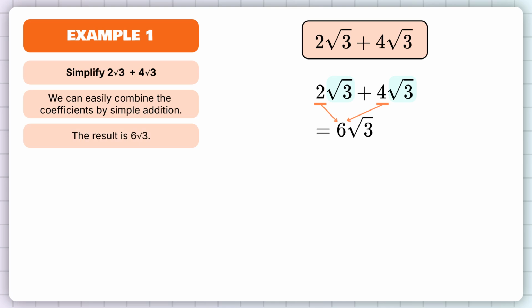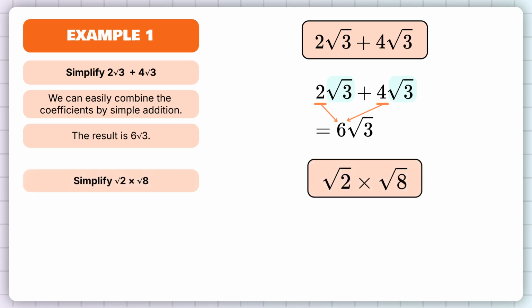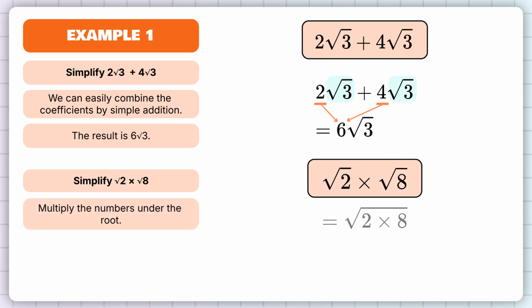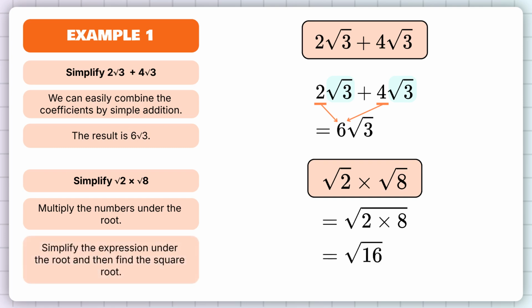Now let's try multiplying surds. This can be a bit more complex. Let's work through root 2 multiplied by root 8. Firstly, we multiply the numbers under the root. This gives us root 2 multiplied by 8. Then we can simplify the expression under the root. So we get root 16. Finally, we simplify the square root. The square root of 16 is 4, as 16 is a perfect square.